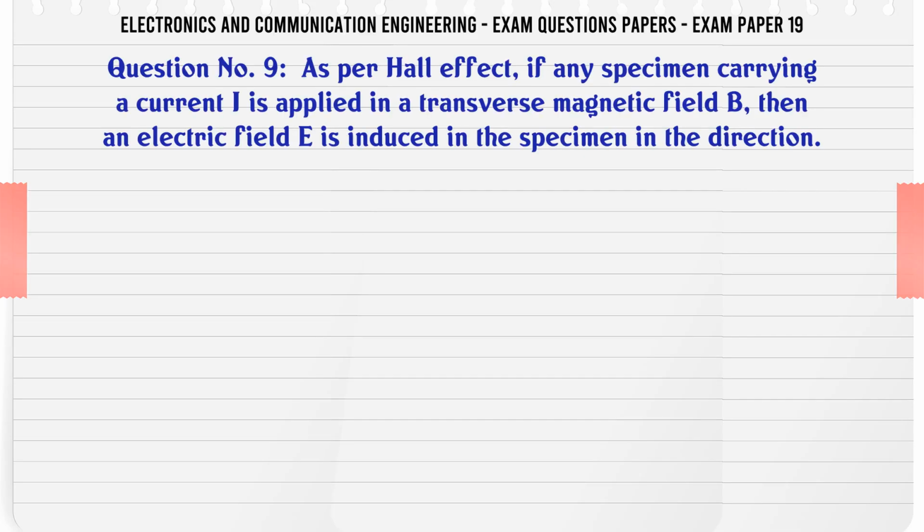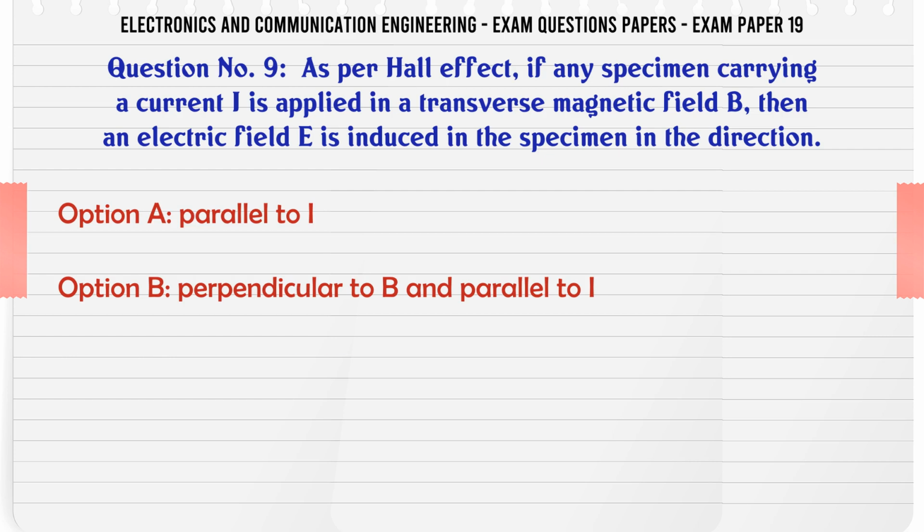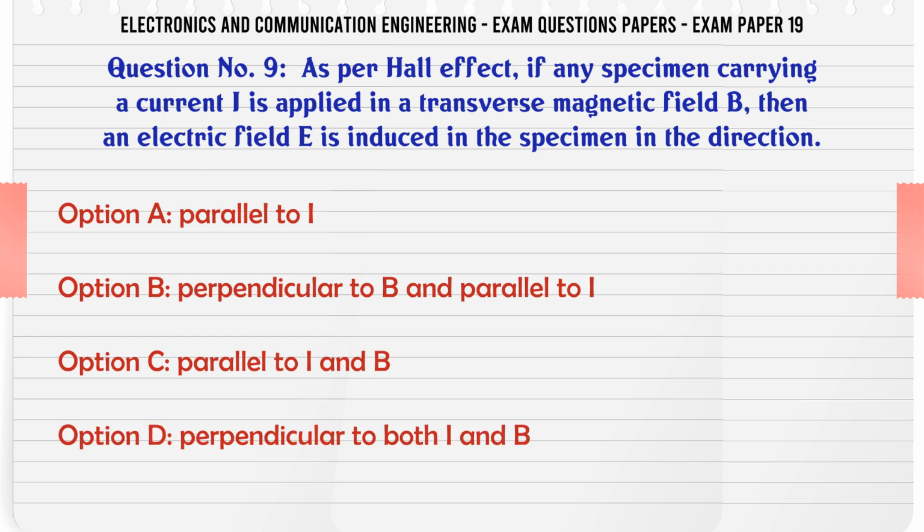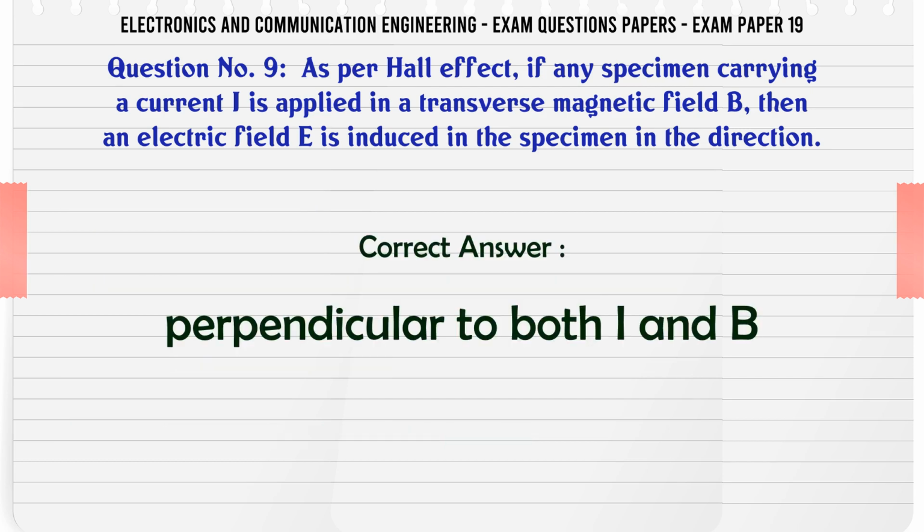As per Hall effect, if any specimen carrying a current I is applied in a transverse magnetic field B, then an electric field E is induced in the specimen in the direction A. Parallel to I. B. Perpendicular to B and parallel to I. C. Parallel to I and B. D. Perpendicular to both I and B. The correct answer is perpendicular to both I and B.